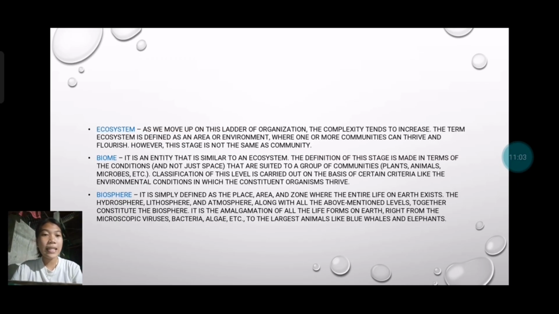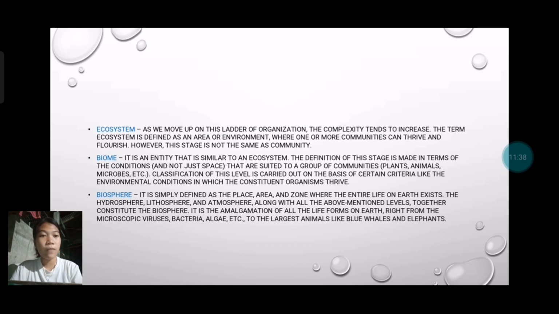Biome. It is an entity that is similar to an ecosystem. The definition of this stage is made in terms of the conditions, and not just space, that are suited to a group of communities, plants, animals, microbes, etc. Classification of these levels is carried out on the basis of certain criteria, like the environmental conditions in which the constituent organisms thrive. The last one was the biosphere.